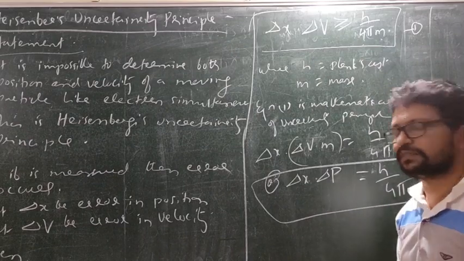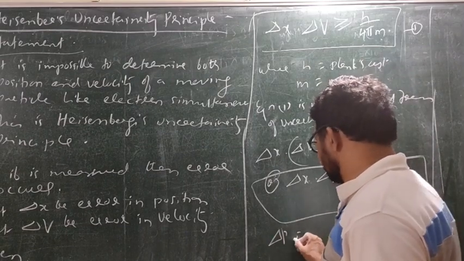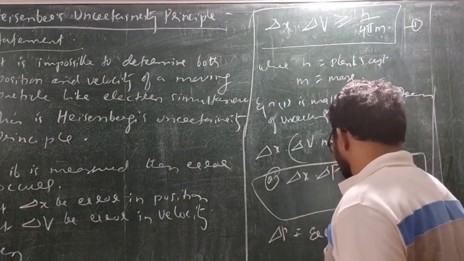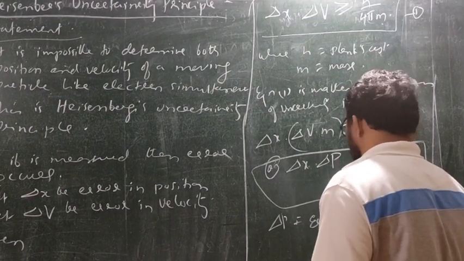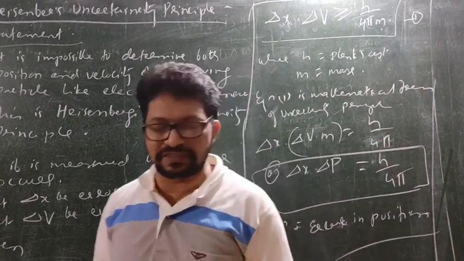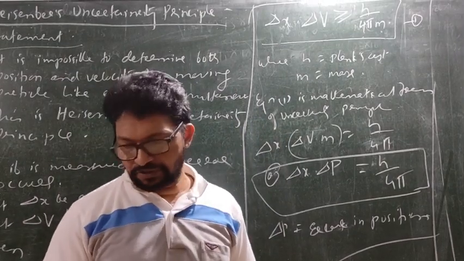This also you can write. Delta P is the error in the momentum. So, problems on Heisenberg's uncertainty principle we will work out tomorrow.